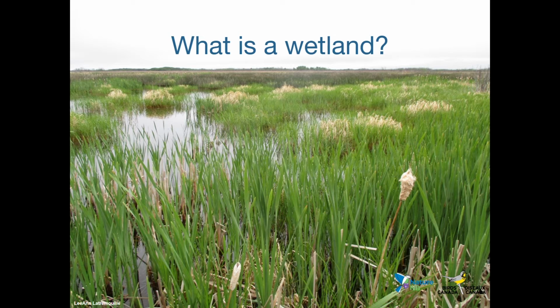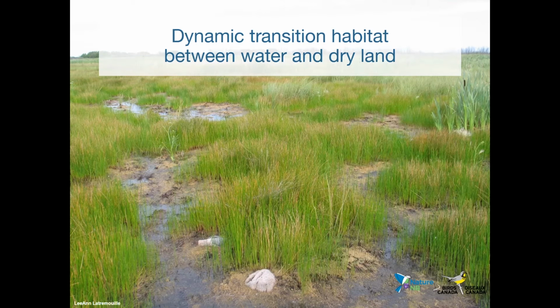So what is a wetland? In a scientific sense, a wetland is defined as land that is saturated with water long enough to promote wetland or aquatic processes as indicated by poorly drained soils, vegetation, and other biological activity adapted to a wet environment. That definition comes from the National Wetlands Working Group in 1997. But that is quite a technical definition, so what does that actually mean?